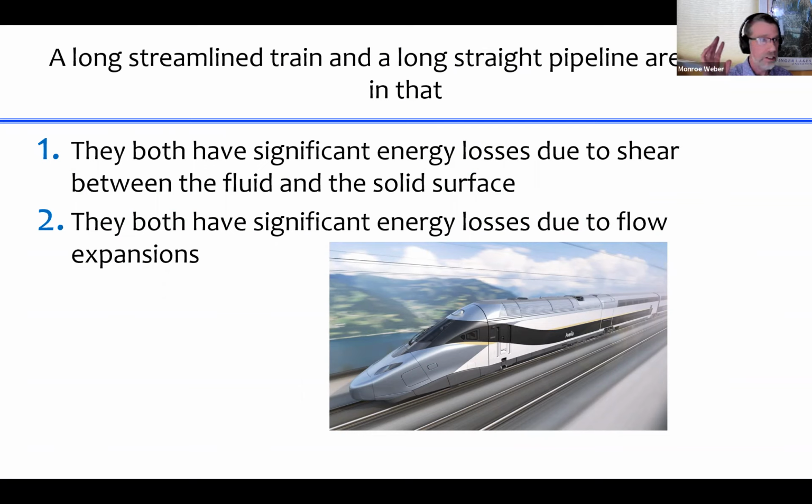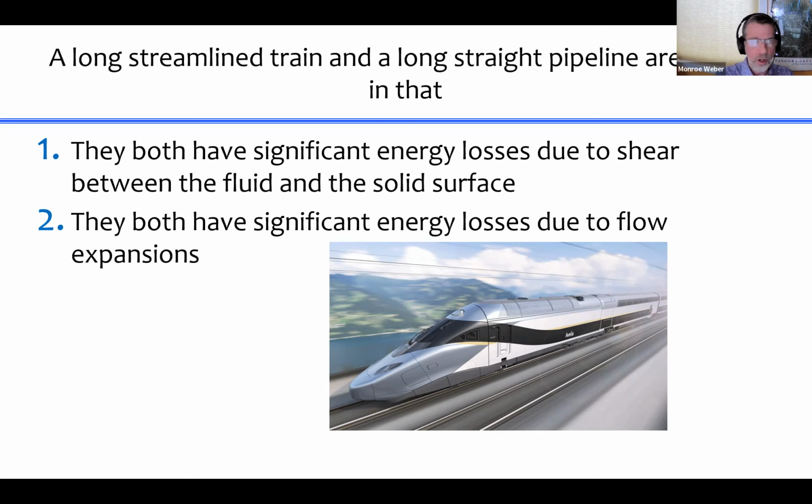So you've got a long streamlined train, and you're going to compare that with a long straight pipeline. And they're similar in some way. They both have significant energy losses due to shear between the fluid and the solid surface, or they both have significant energy losses due to flow expansions. So which one is it? A long train and a long pipeline, where are they losing their energy?